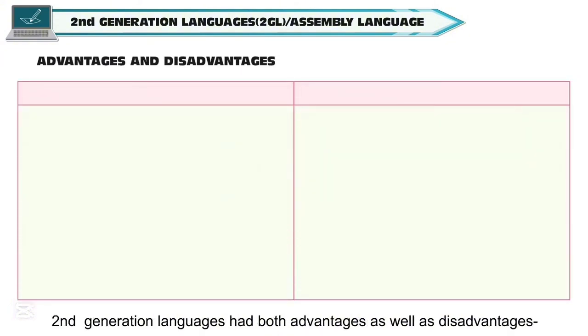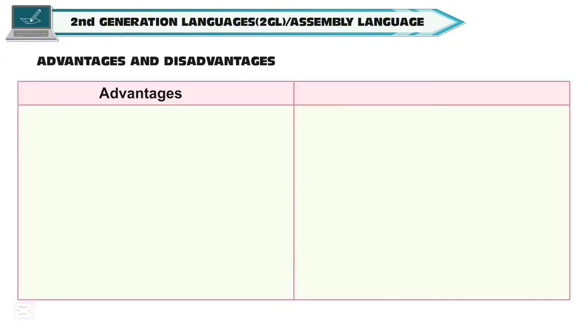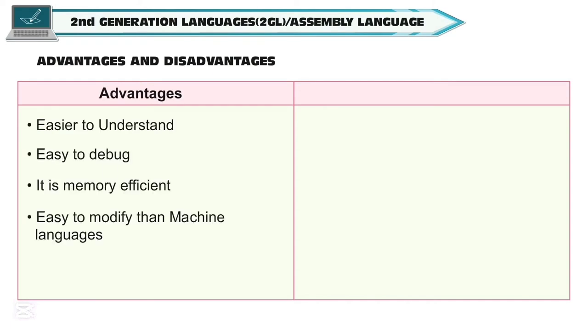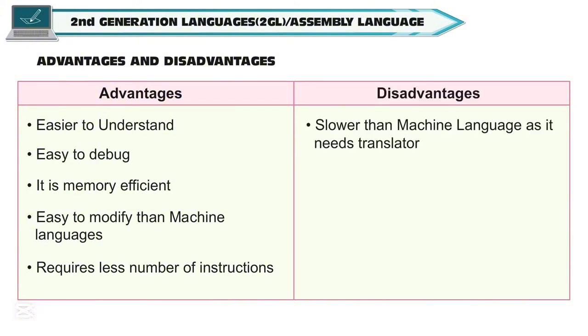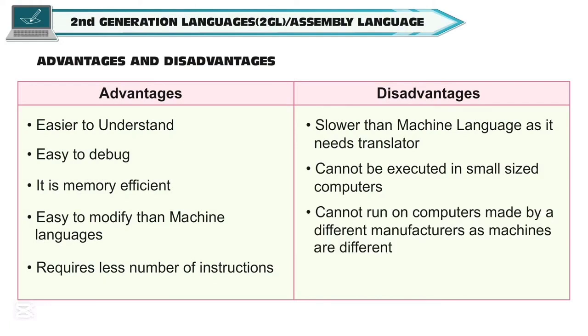Second generation languages had both advantages as well as disadvantages. Advantages are easier to understand, easy to debug, it is memory efficient, easy to modify than machine languages, requires less number of instructions. Disadvantages are slower than machine language as it needs translator, cannot be executed in small size computers, cannot run on computers made by a different manufacturer as machines are different, difficult to remember syntax.